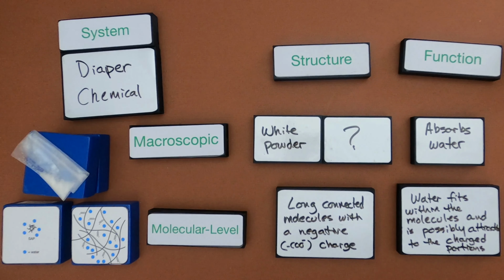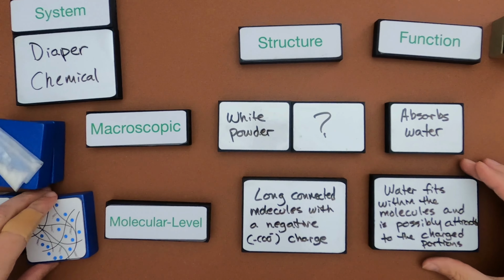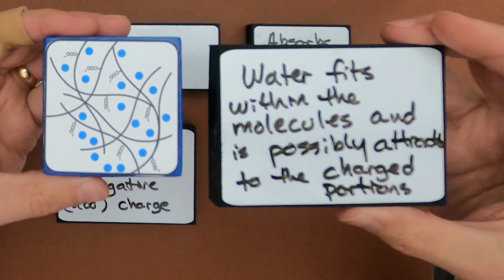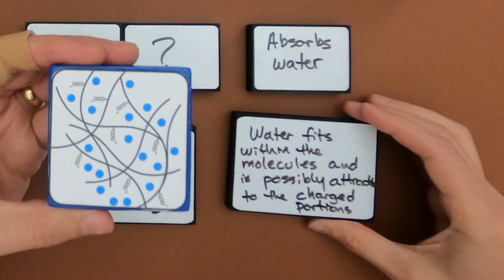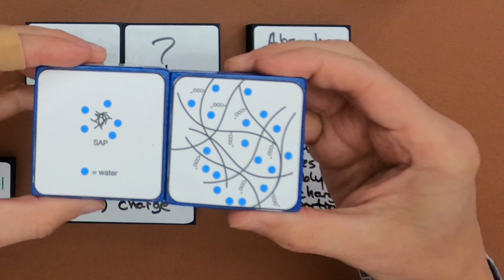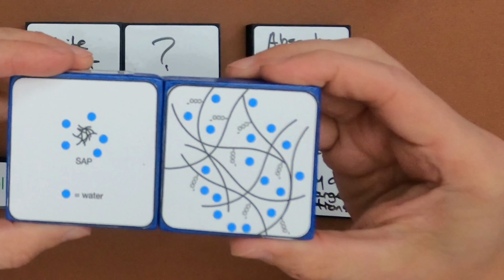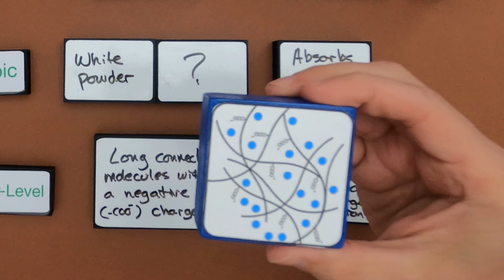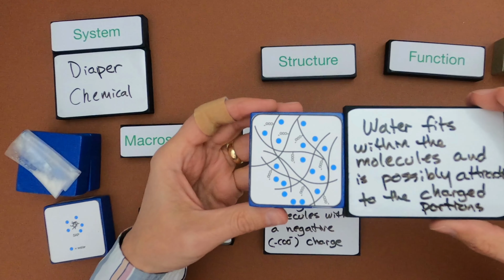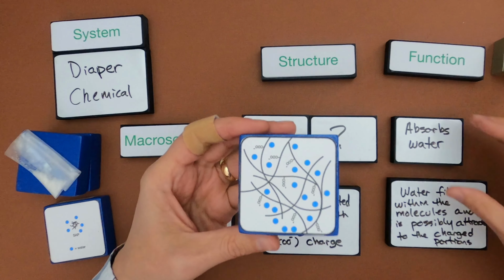So as far as function goes, what I'm saying here is that the water fits within the molecule. You could see before that the water was on the outside, but the molecule was really, really small. And now the water seems to be inside. So the shape of that molecule is the same, it just has water on the inside. So I'm saying the water fits within the molecules and it's possibly attracted to the charged portions.